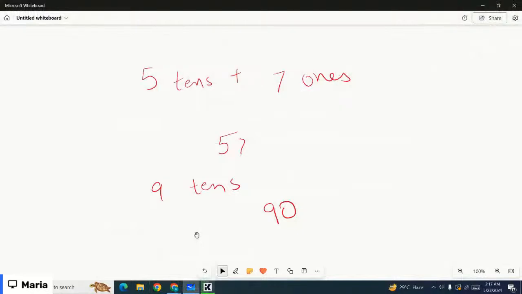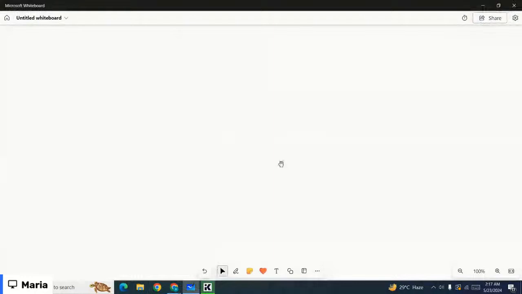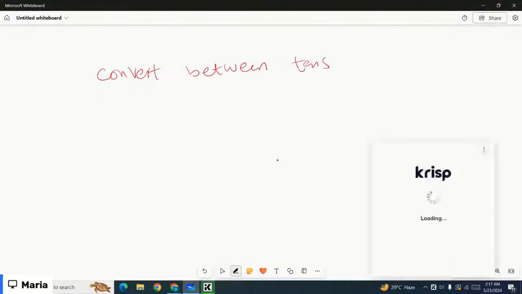Okay, now we are going to learn how we convert between tens and ones, right? You are given 8 tens. How many ones are there in 8 tens? So you have to see how many ones make 8 tens, right?